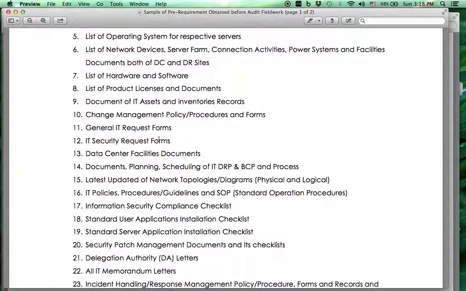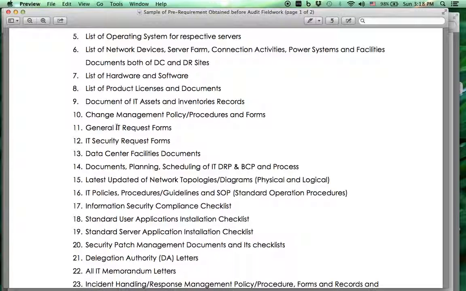Number 11, you need to obtain all IT request forms. If the IT department has 20 forms or 30 forms, you need to obtain all. So you need to identify which forms have a proper structure, whether the mandatory fields are fulfilled, whether the form has a version and a particular description, and consistency of practice. What we discuss, we need to obtain.